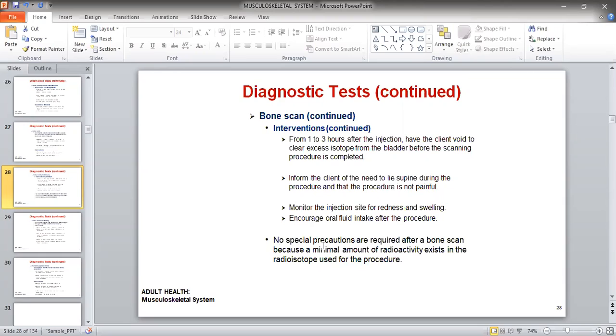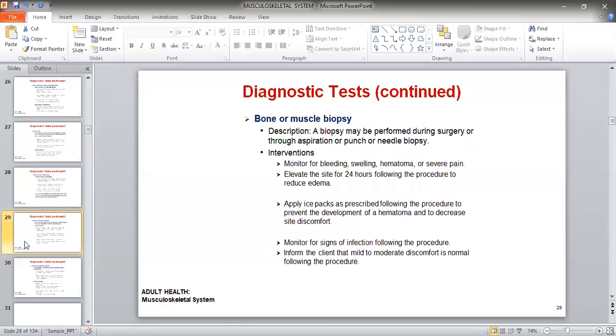No special precautions are required after a bone scan because a minimal amount of radioactive substance is injected for the procedure.